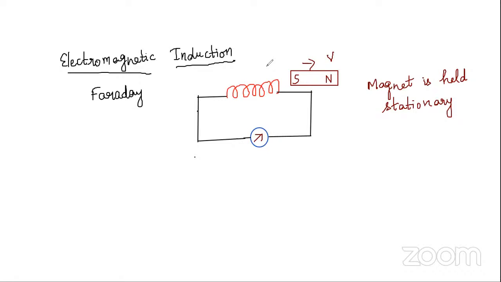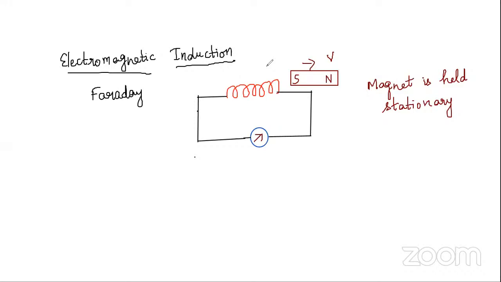So when there is a relative motion between the magnet and the coil, you will get induced EMF and then induced current. Even if the bar magnet is kept fixed and the coil is moved, you will get EMF and induced current. From these experiments, Faraday concluded that whenever there is a change in magnetic flux linked with the coil, EMF is induced. Due to the induced EMF, induced current also flows.